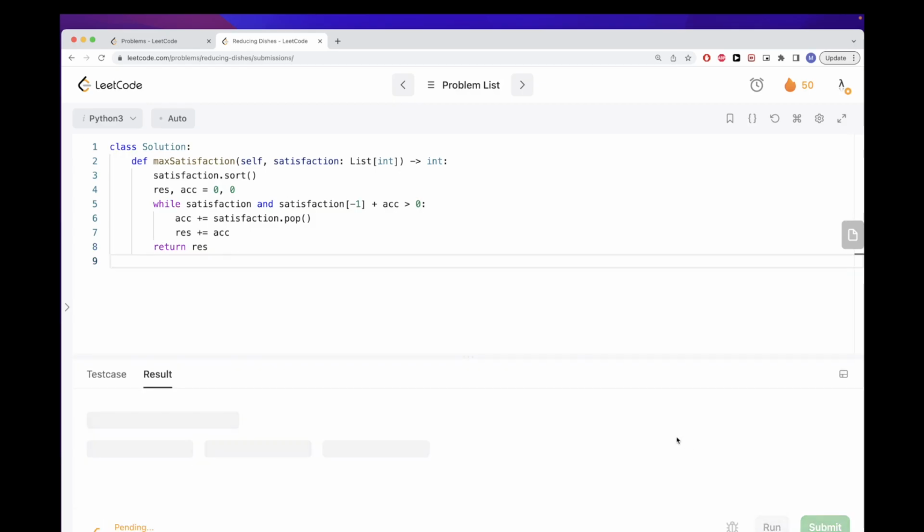Okay, so let's run this, let's submit. And yeah, so that's pretty much it for this problem.